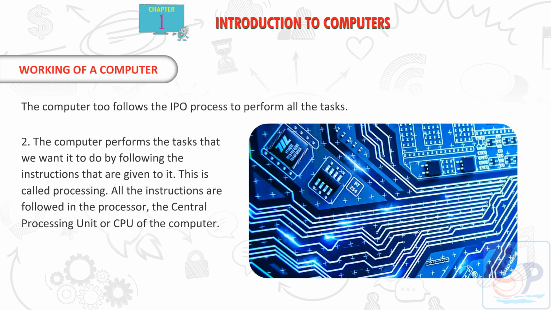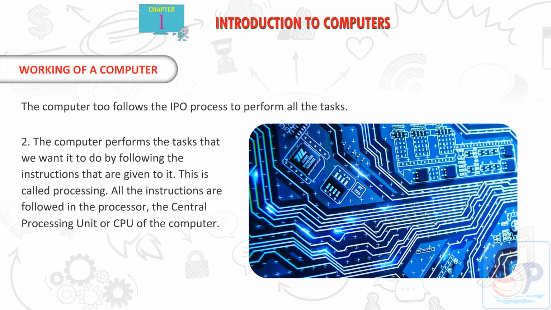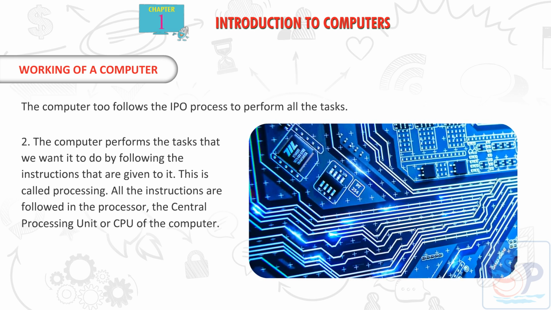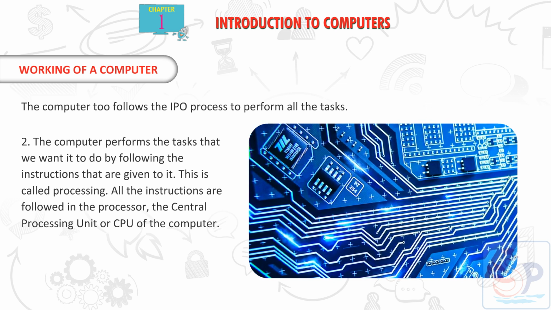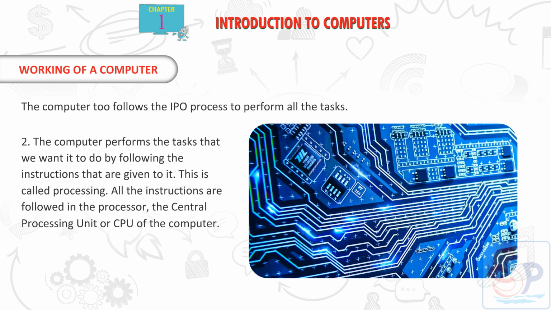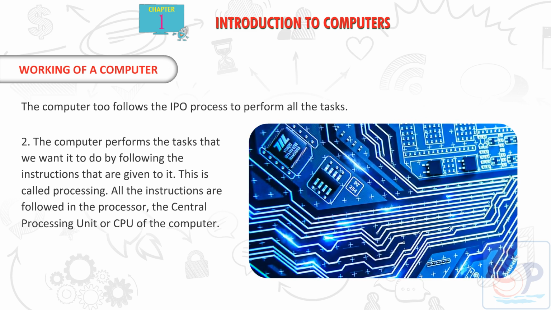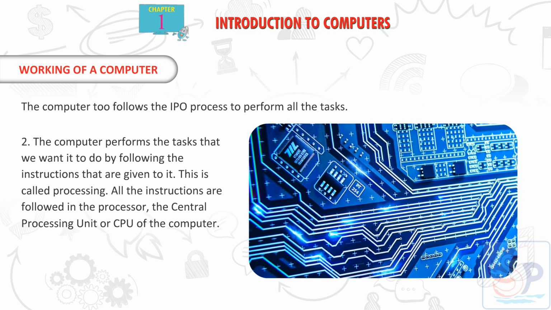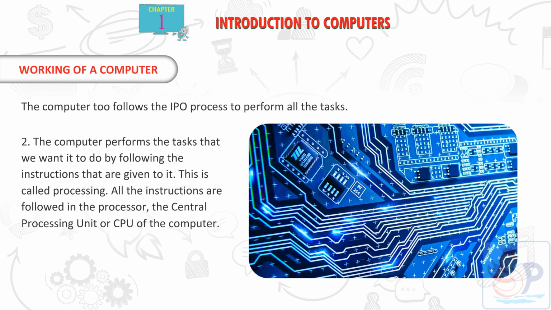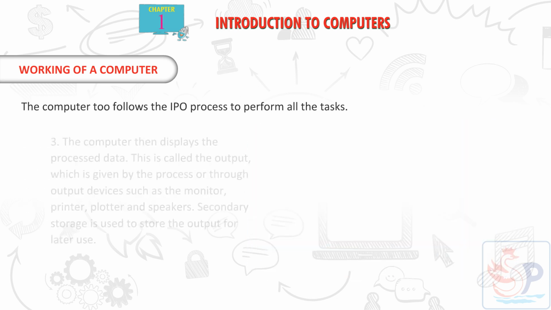2. The computer performs the tasks that we want it to do by following the instructions that are given to it. This is called processing. All the instructions are followed in the processor, the central processing unit or CPU of the computer.